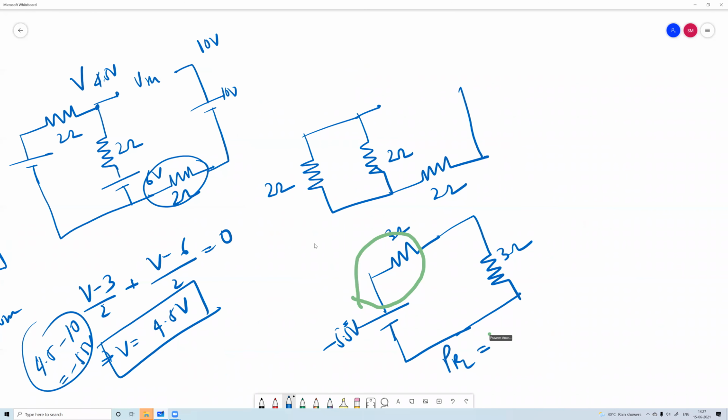Okay, Praveen, I can see it. Yes, what do you want to say? So what have you written, that minus 5.5? Yes, the voltage is minus 5.5. If you don't like it, you can put it this way, plus 5.5. Okay. No problem. Is it okay? Yes, sir.